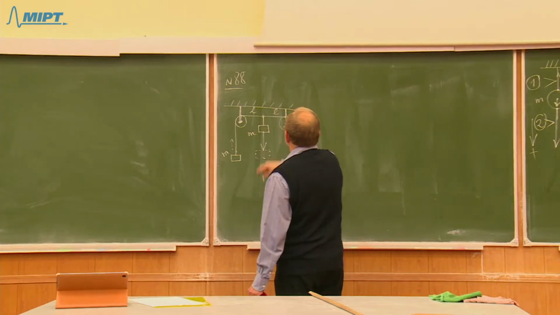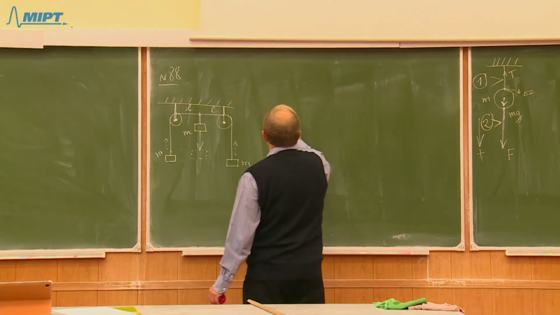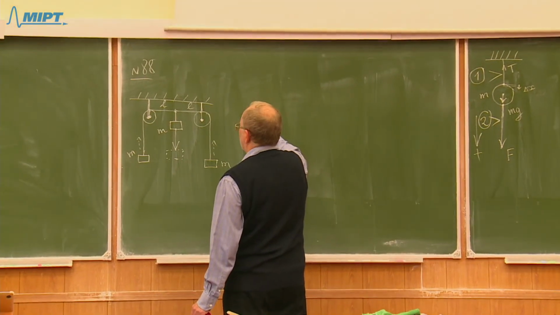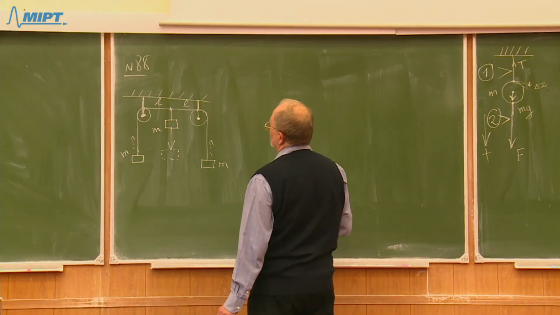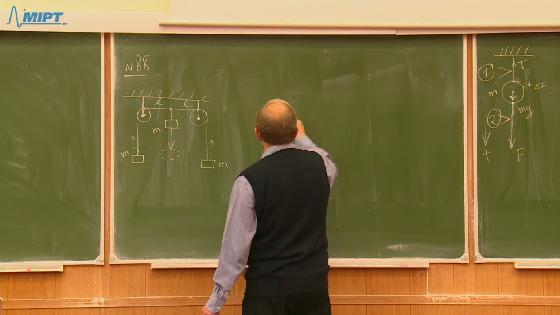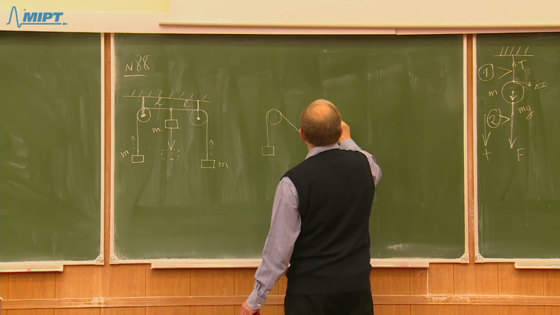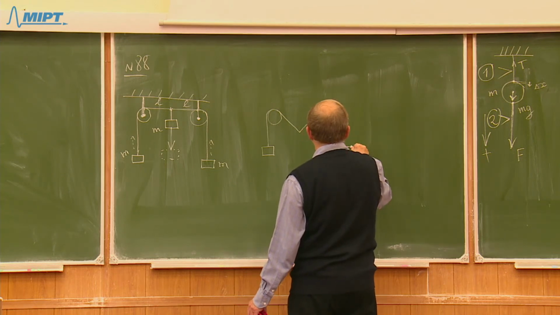After this middle weight goes down some distance, we will have the same picture, which must be redrawn. So this pulley here, this weight here, this one goes down.